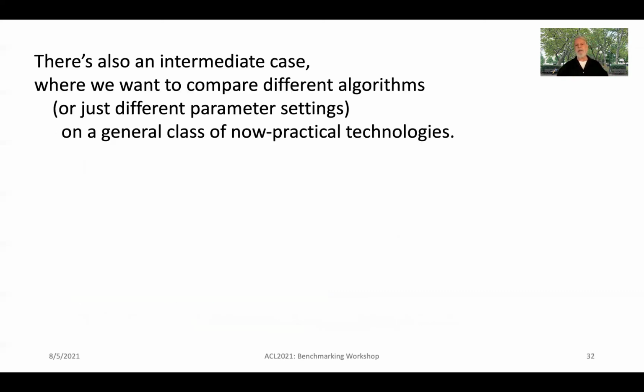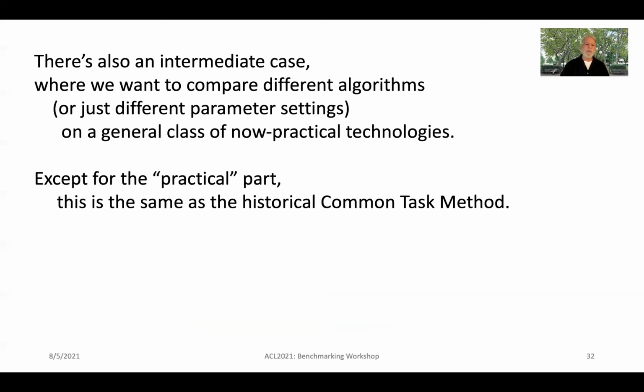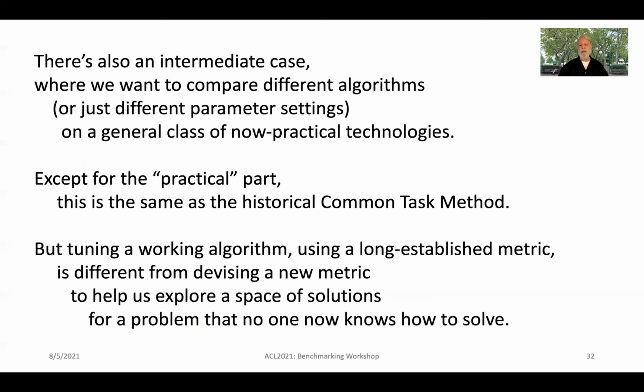There's also a kind of intermediate case where we want to compare different algorithms or different parameter settings for the same algorithm on a general class of now practical technologies. And except for the practical part, this is really the same as the historical common task method, but tuning a working algorithm using a long-established metric, or trying a small variant on a working algorithm, is quite different socially, intellectually, and in other ways from devising a new metric to help us explore a space of solutions for a problem that no one now knows how to solve.